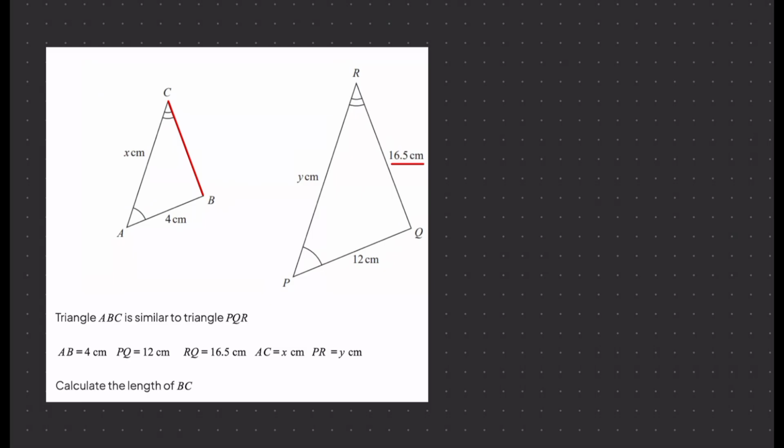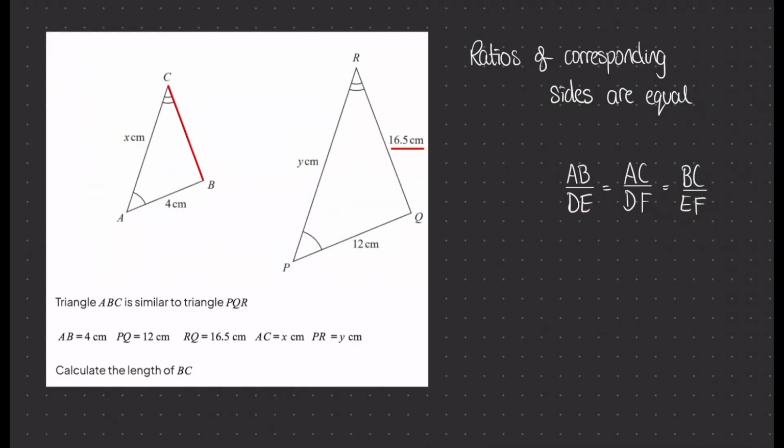Now, which of the rules will we need to work out BC? Well done if you said the ratio of corresponding sides are equal. That's the one that we're going to need to relate together the two triangles. What we can do is create a fraction or a ratio between the small and the large triangle using the two lengths that correspond to each other with a numerical value given.